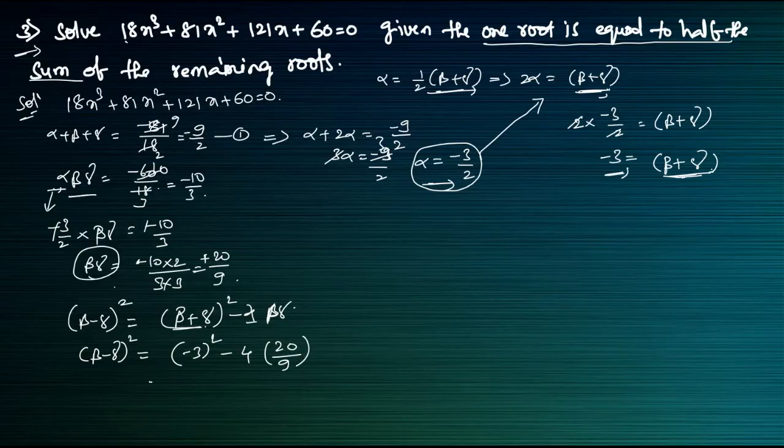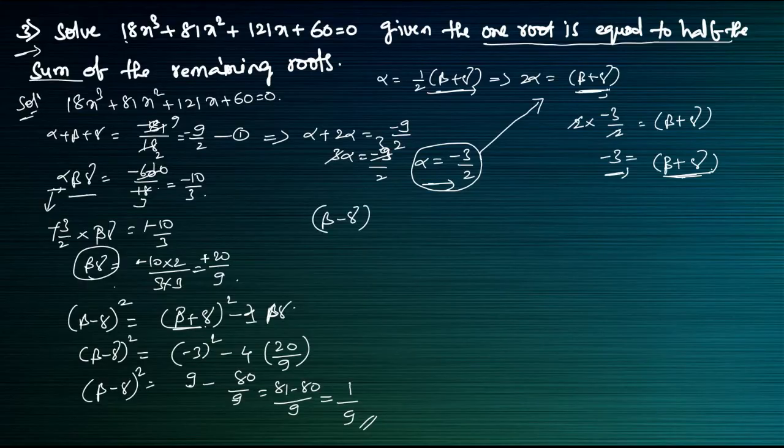So this will be 3 3 is 9 minus 4 into 20, that is 80 by 9. So 9 9 is 81, 81 minus 80 divided by 9. So it will become 1 divided by 9. So beta minus gamma whole square is equal to 1 by 9. If we take the square root, it will become 1 by 3. So beta minus gamma is equal to 1 by 3.